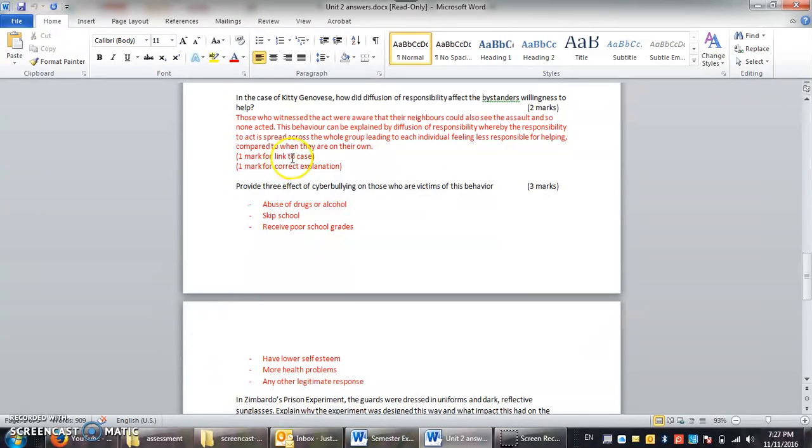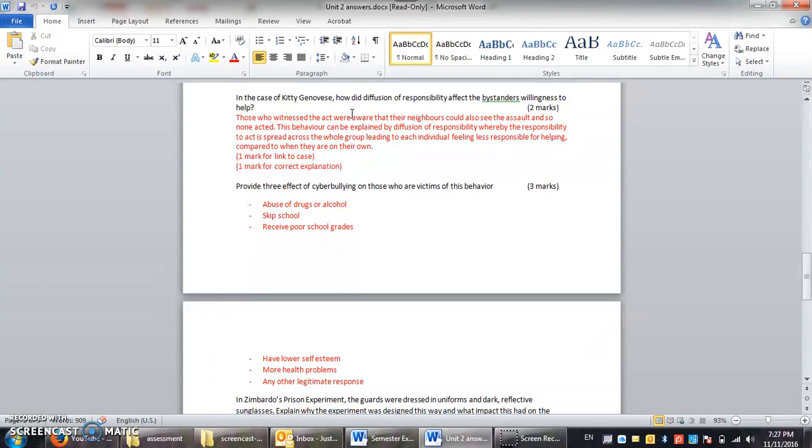You got 1 mark for the link to the case and 1 mark for a correct explanation. So you had to relate it back to the case. And here's a little example here. Those who witnessed the act were aware that their neighbours could also see the assault, and so none acted.